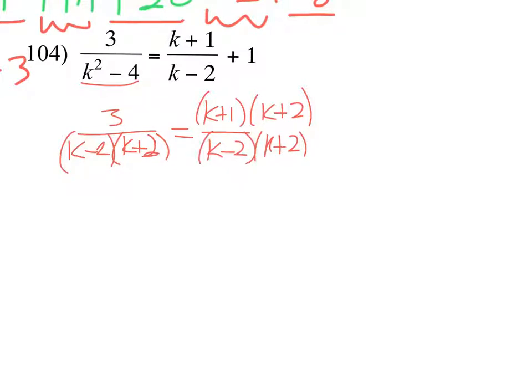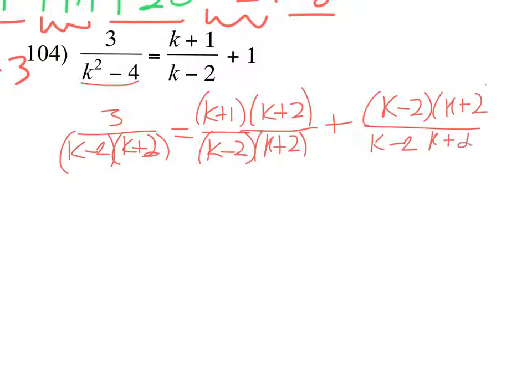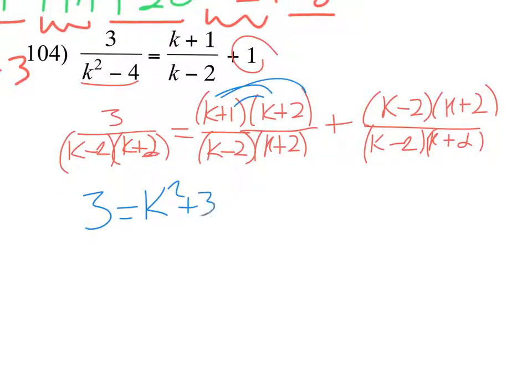Okay, I'm not going to multiply out the bottoms because we're just going to get rid of those. But I know that I need a k minus 2, k plus 2 over k minus 2, k plus 2 to replace this one. Okay. So we get 3 is equal to, that's going to be k squared, plus 2k, plus 1k is 3k, and then plus 2. Then we've got, we already know what this is because that came from this, so k squared minus 4.